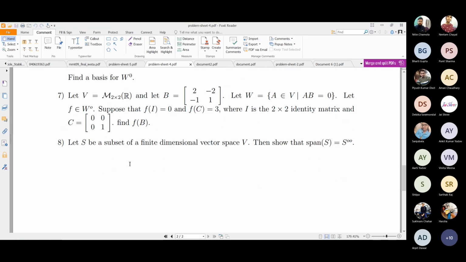Okay, all right. So question number 7. How will you do this? Here the vector space is given, the collection of all 2 by 2 matrices over the real field, and this B matrix is given, that is a fixed matrix. W is all the matrices such that if you multiply by B on the right side, the result would be a null matrix. And if f is in the annihilator, then with these two assumptions, you have to find f of B.